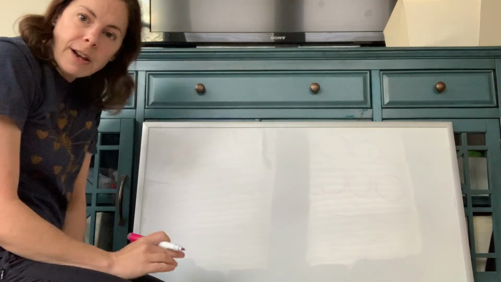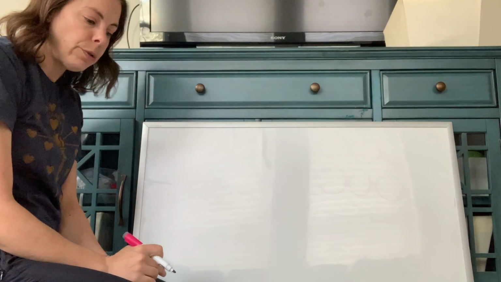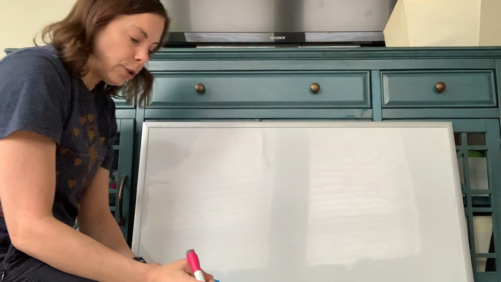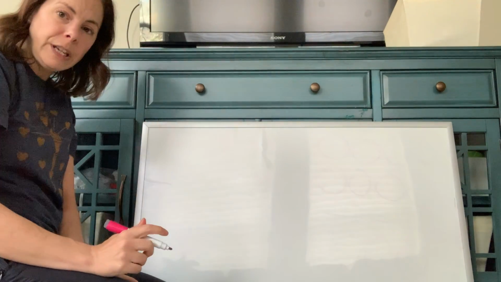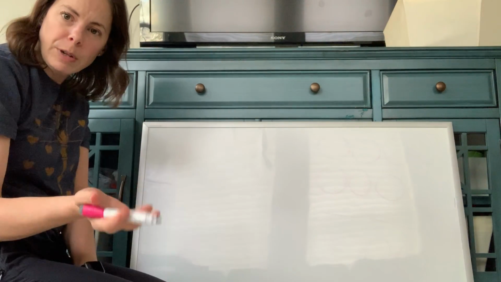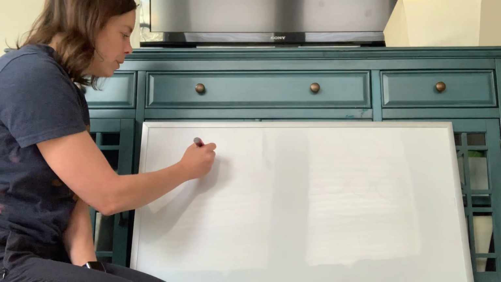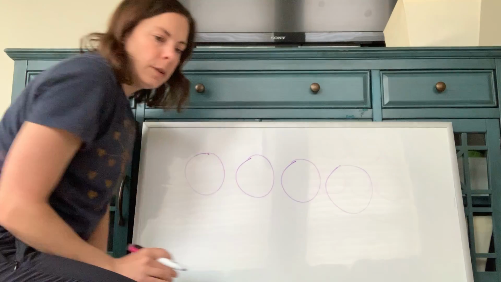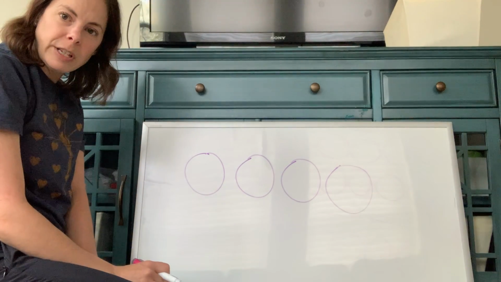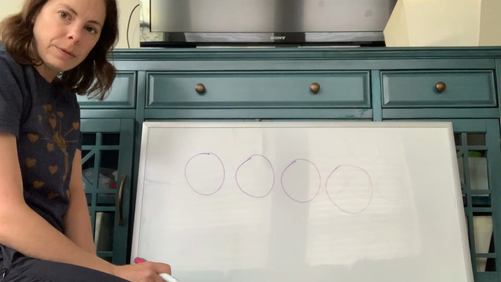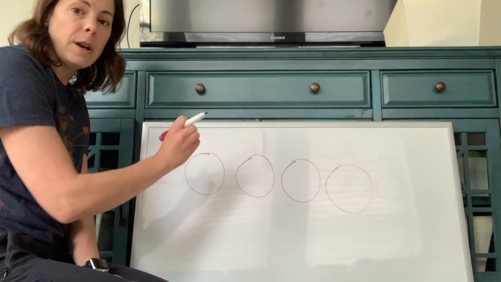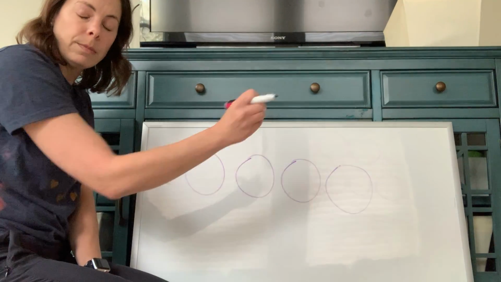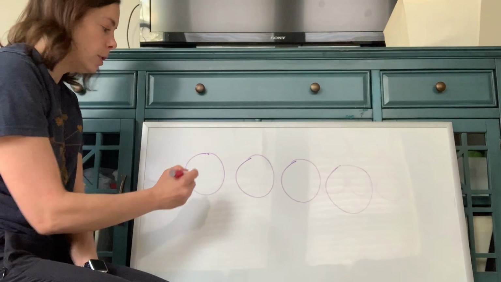We have to divide items in the story. So I'm going to divide 24 muffins equally among 4 boys. So how many boys are there? 4. That's the same as having 4 groups. Now how many muffins did I have? 24. So I'm going to start by putting 1 in each group until I get to 24.